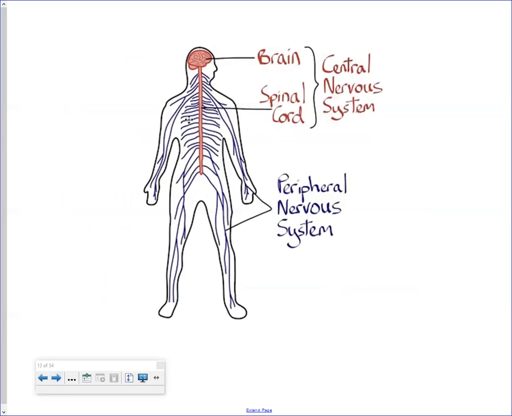So hopefully you remember about the nervous system being made up of the peripheral nervous system and the central nervous system. The central nervous system is made up of the brain and the spinal cord, and then running off that, you've got your peripheral nervous system.